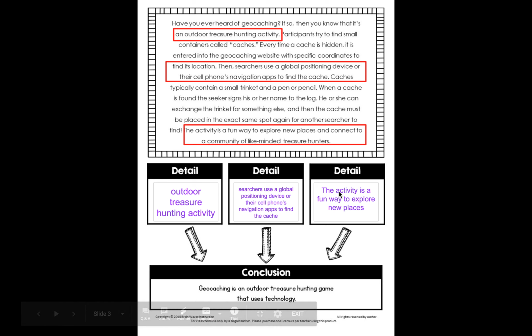And the last one, the activity is a fun way to explore new places. This activity is a fun way to explore new places. I got my details right from the text, right? And I could say geocaching is an outdoor treasure hunting game that uses technology. I can conclude that it's a game. It's a game that you play outside and you use technology for.